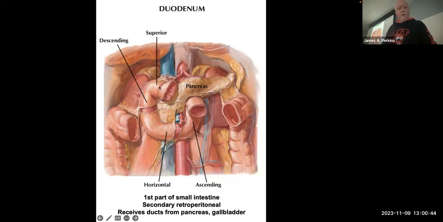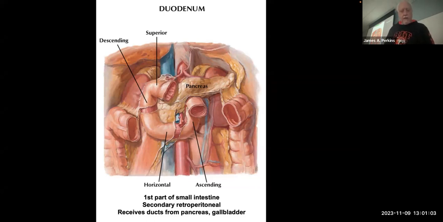So what that means is that the duodenum is going to be a little hard for you to see today in the lab because it's very far posteriorly and it is fused to the posterior abdominal wall. So you may be able to see the superior part, which is just beyond the end of the stomach, but you may have trouble seeing the other parts of it.